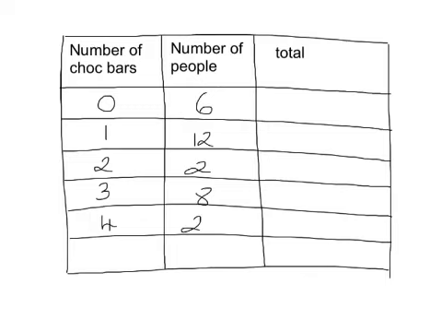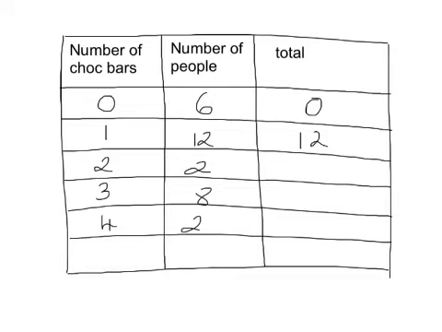In my third column, I'm going to work out actually how many chocolate bars have been eaten. So to do that, I take my number of chocolate bars and I multiply it by the number of people. So to begin with, nothing multiplied by 6 gives me a total number of 0 chocolate bars that have been eaten. On to the next one, I've got 1 chocolate bar has been eaten by 12 people, so that means I'm going to have 12 chocolate bars.